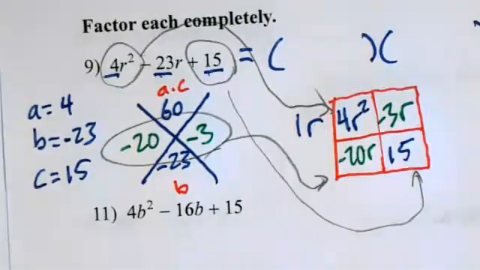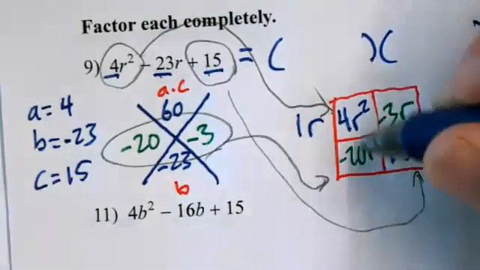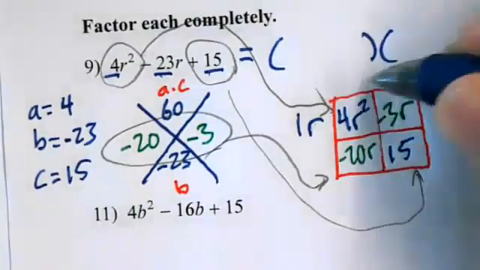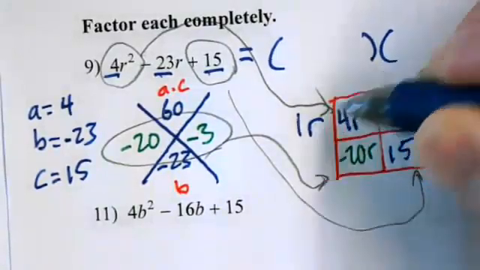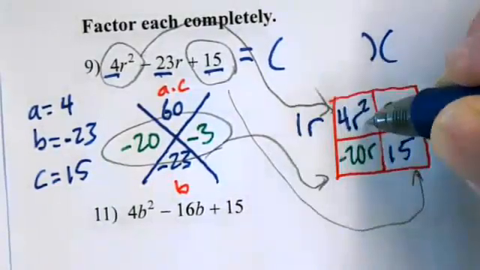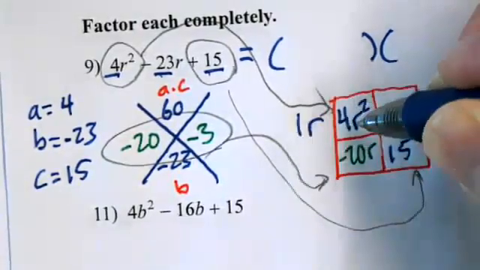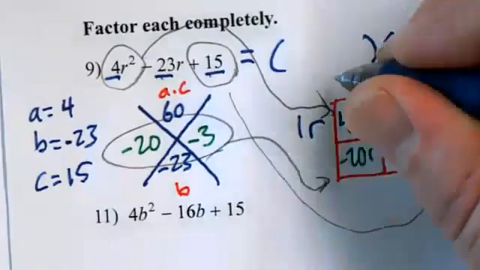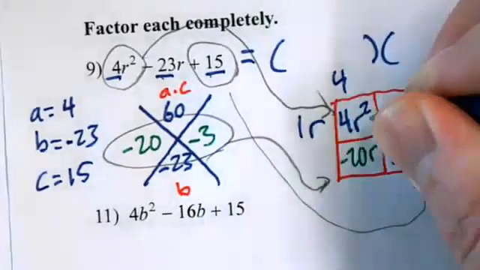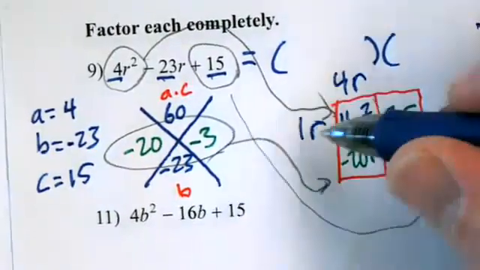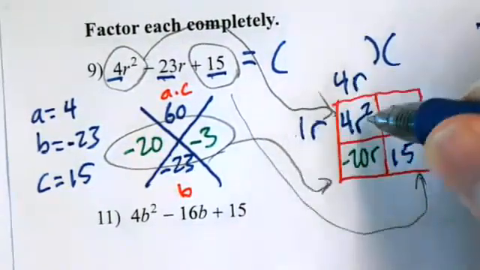Okay, now we just need to fill out the rest. Remember, this is like the answers in a multiplication table. So I'm going to go ahead and fill out above this. What would I need to multiply 1r by to get 4r squared? 1 times what is 4r squared? 1 times 4 would give me the 4. To get the r squared, I'm also going to need another r, won't I? You guys agree that 1r times 4r is 4r squared?